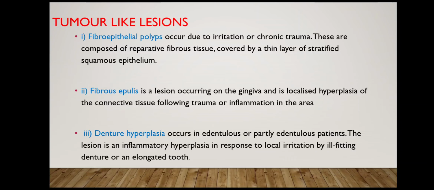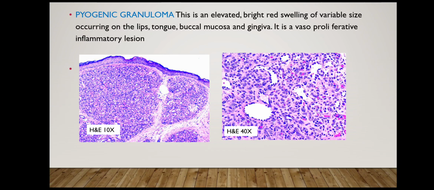Fibrous epulis is again following trauma or inflammation in an area constantly. It is a lesion occurring on the gingiva and is localized hyperplasia of connective tissue. Denture hyperplasia occurs in edentulous or partly edentulous patients. The lesion is an inflammatory hyperplasia in response to local irritation by ill-fitting dentures or an enlarged tooth. Hyperplasia is nothing but an increase in the number of the layers. So stratification will increase, and sometimes keratinization can also occur.